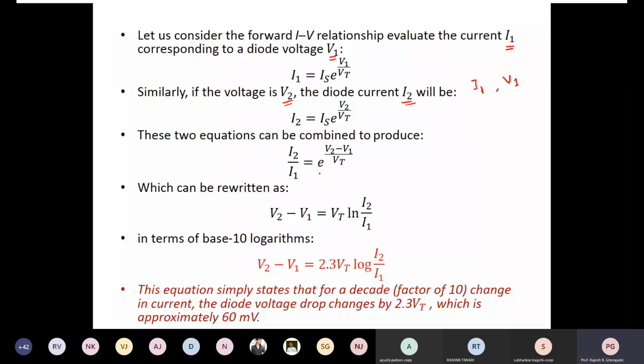Now, what is this? It simply tells us the relationship between the two currents and the two voltages applied across the diode. That is, the relationship between the voltage applied across the diode and the currents flowing through it.